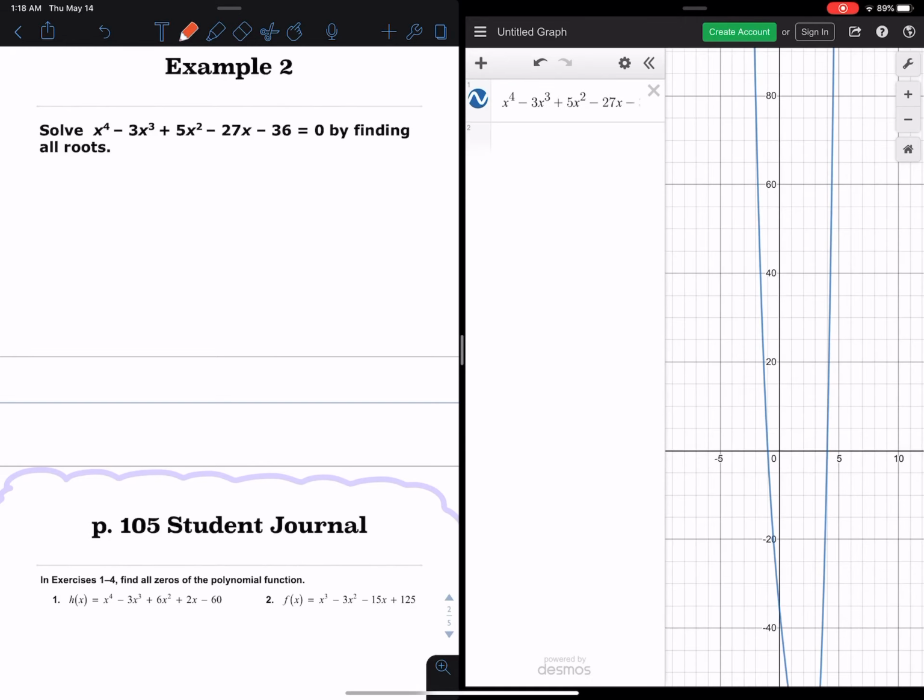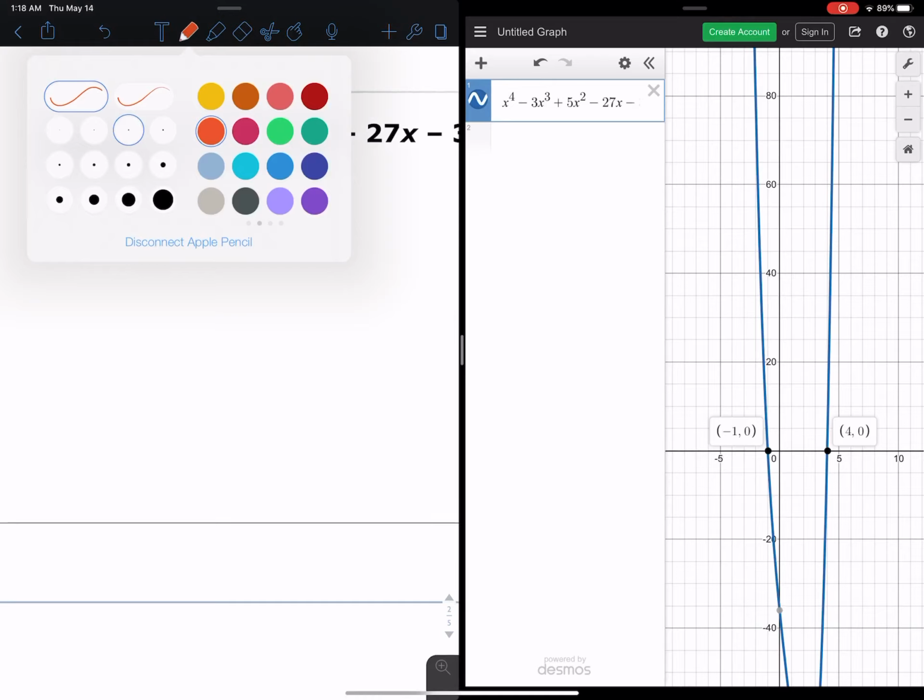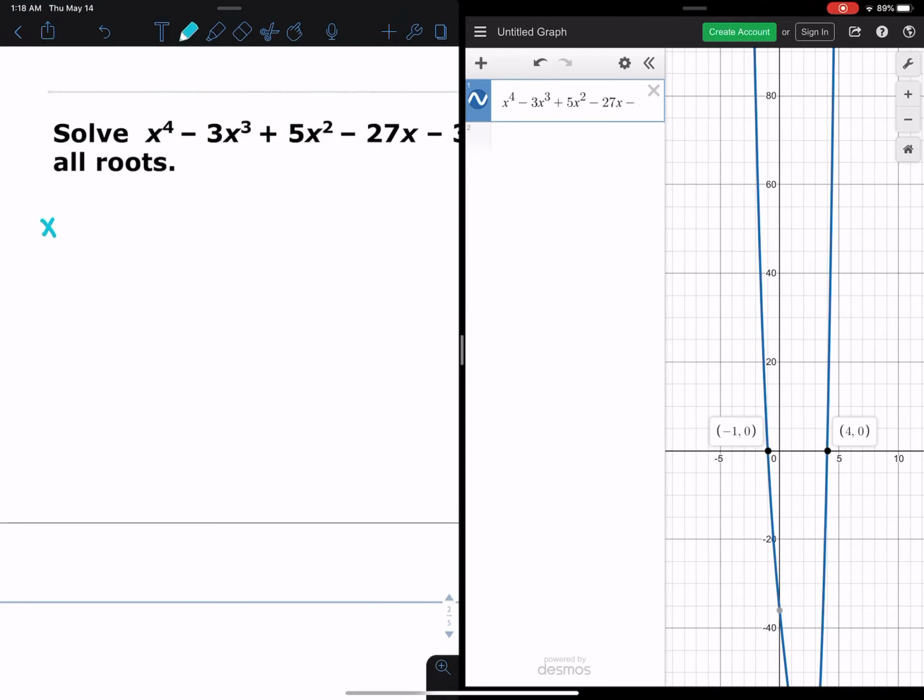So looking at this graph, I can see I have real roots at -1 and 4. So x equals -1 is going to be one of our roots to this equation, and x equals 4 is going to be the other. But because we have an exponent of 4, we're going to need 2 more roots to completely solve this polynomial, to find all of the roots of our polynomial equation.